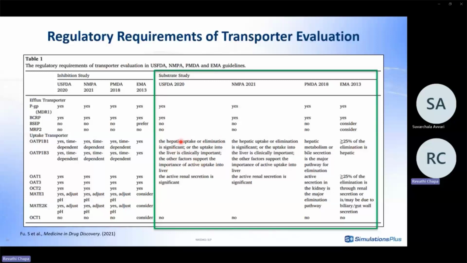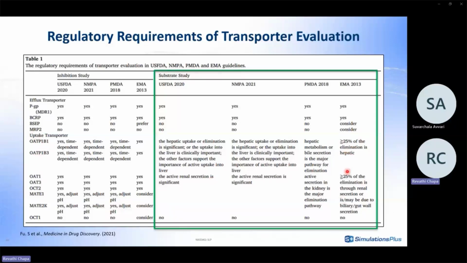is clinically important. The other factor is the importance of active transport into the liver, especially by 1B1 and 1B3, which needs to be screened. Again, it's the same recommendation from NMPA, PMDA and EMA. So if the pathway has to be more than 25%, because that's when you would see a significant change in AUC, that's why they recommend that at least 25% of the elimination should be hepatic, and then it needs to be screened for hepatic transporters like OATP1B1 and 1B3.